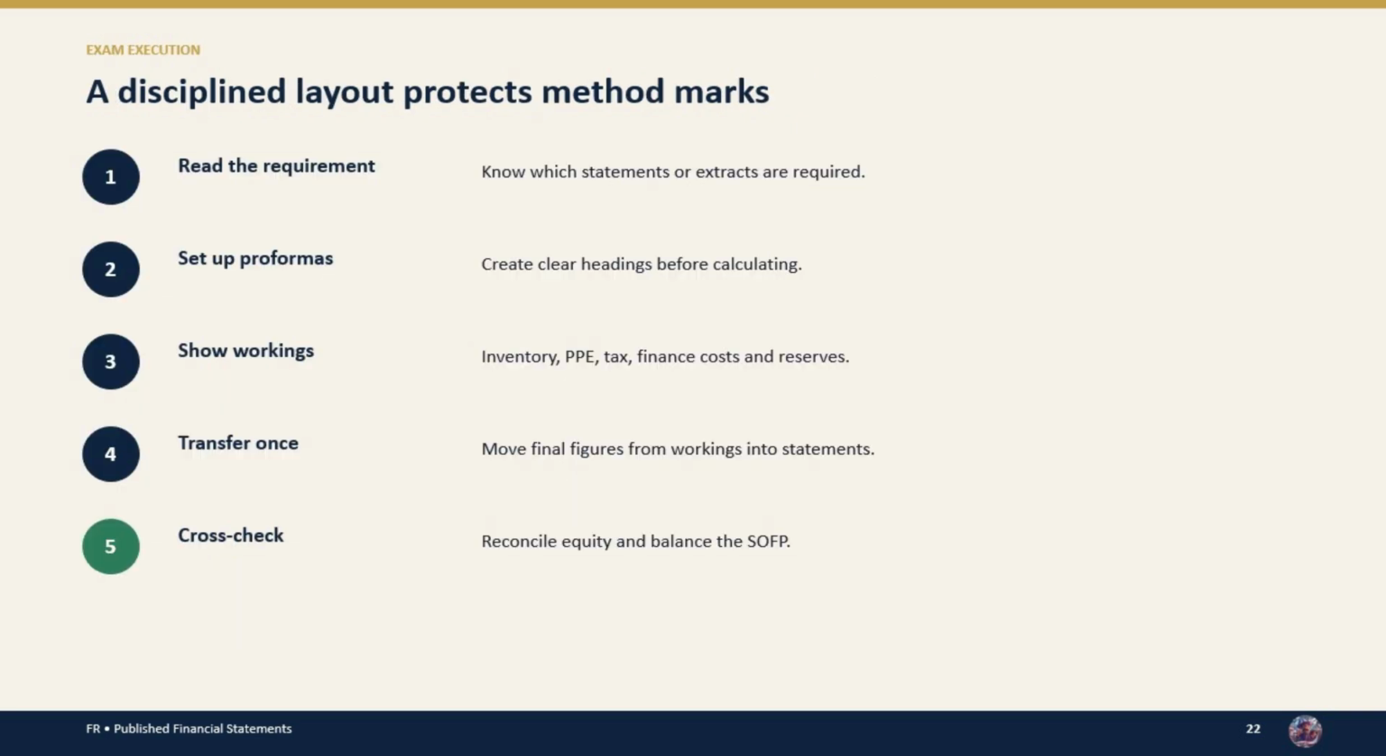Read the requirement. Are full statements, extracts, or explanations needed? Set up recognizable proformas. Show separate working for inventory, property, plant, and equipment, tax, finance costs, and reserves. Transfer each final figure once. Then reconcile equity and balance the statement of financial position. Clear professional presentation does not replace correct accounting, but it makes correct accounting visible and supports method marks.